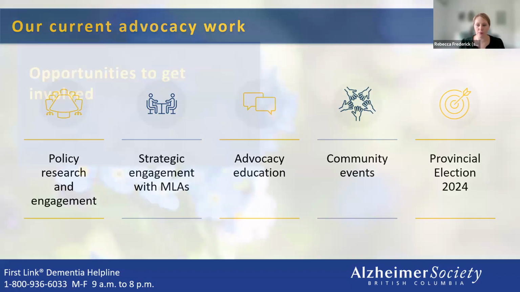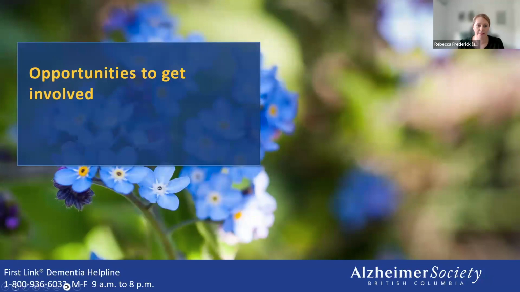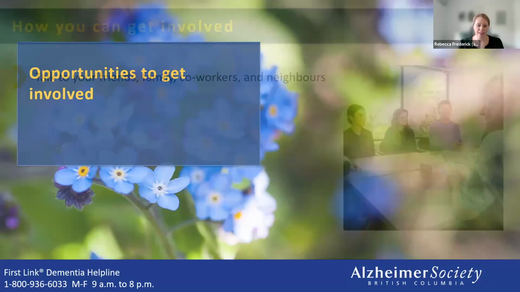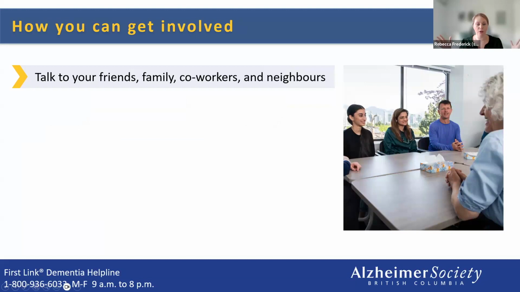So that's what we're doing now, and we can talk about some of the ways that you can get involved. As I mentioned, there's really a large range of things you can do depending on how comfortable you are with advocacy. One of the things that you can do, and you can do it at absolutely any time, it doesn't need to be tied to the provincial election, is you can talk to your friends, your families, your coworkers, and your neighbors about the challenges facing people living with dementia. By sharing your stories, you help reduce the stigma and create awareness about what is needed.